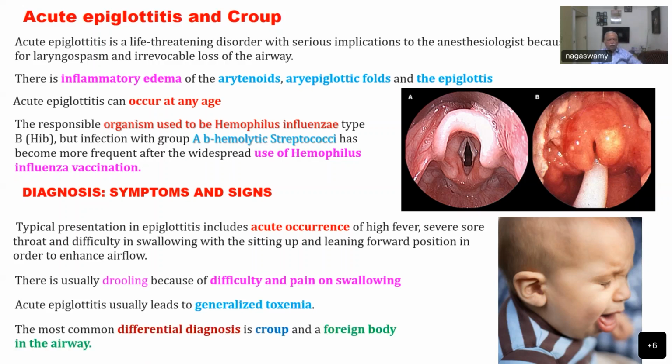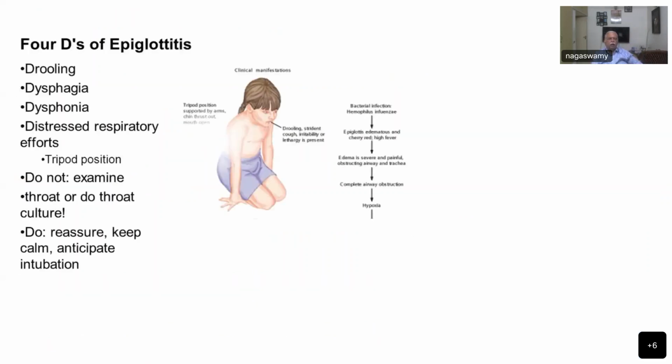And the most common differential diagnosis is croup or a foreign body in the airway. So that is why all these three are given as the same in the majority of textbooks. And what are the 4 Ds of epiglottitis? Drooling, dysphagia, dysphonia, distress respiratory effects.